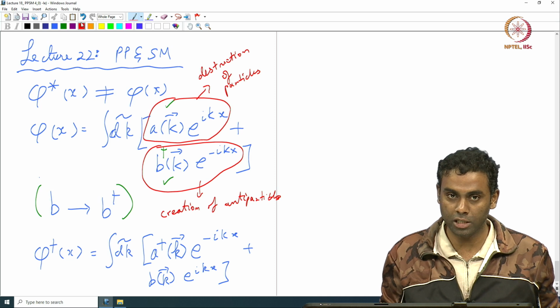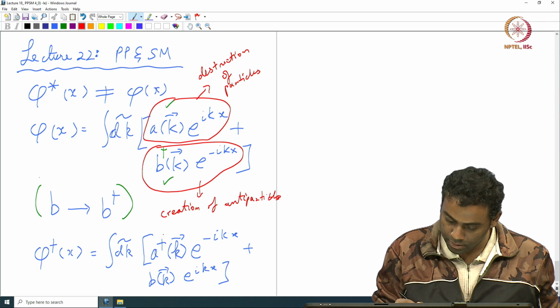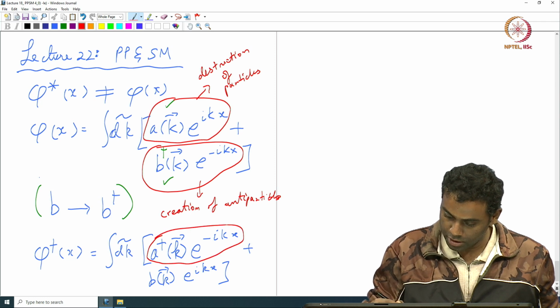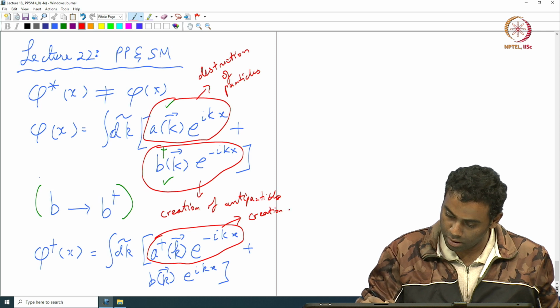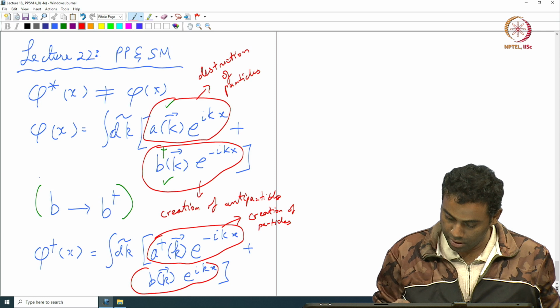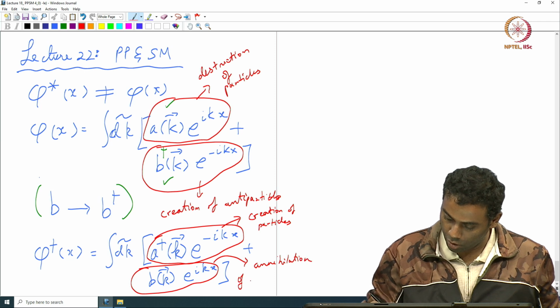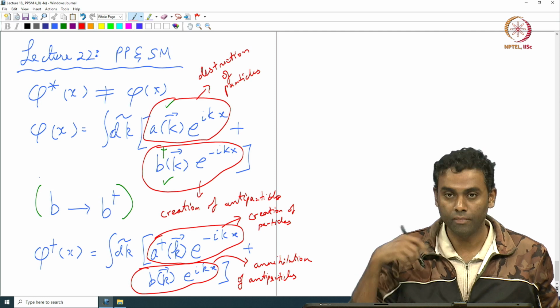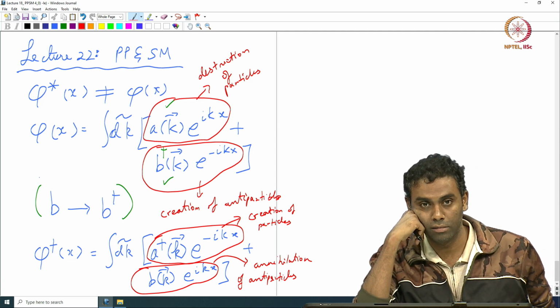and again what do these terms correspond to? The A dagger term corresponds to creation of particles and the B corresponds to destruction or annihilation of antiparticles. Okay, this is how you should interpret a quantum field.